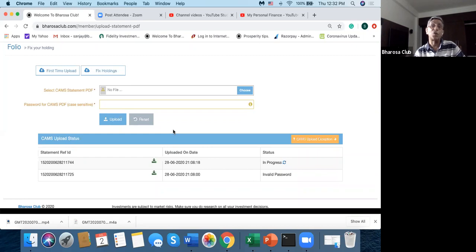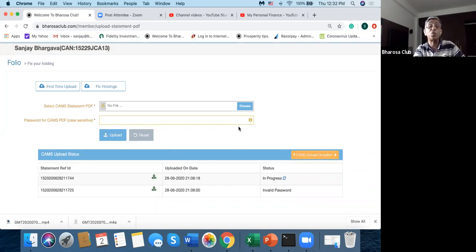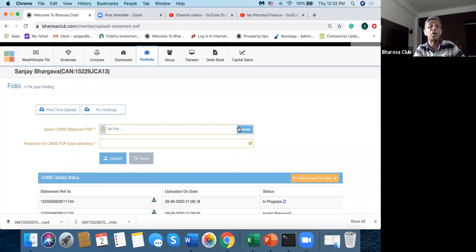The technology is not 100% because it uses a parser. So sometimes you have exceptions, which have to be fixed. And you can also go to the portfolio tab and fix your holdings manually as well.